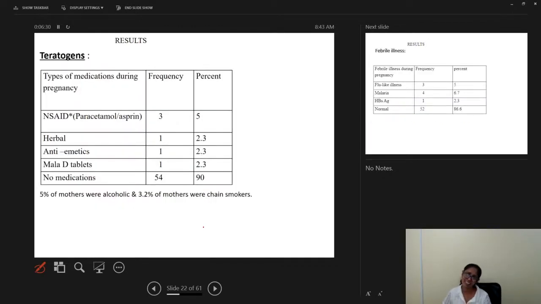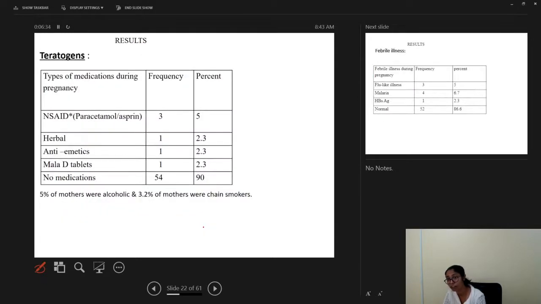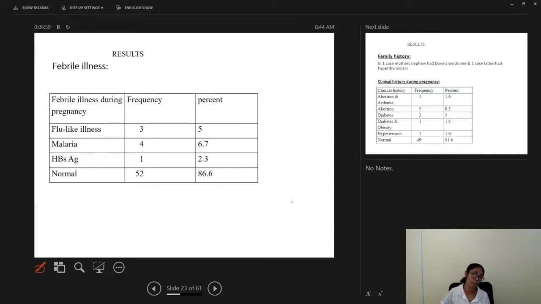The next is about teratogen. As I already told you, educational qualification is also very important, because the patients will not know whether they have to take any medications during pregnancy or not. Sometimes they will have a fever, sometimes a cold, and without a doctor's prescription they will tend to take medicines. So that's the reason we also made a study on the medications during pregnancy, and these are the results which we got.